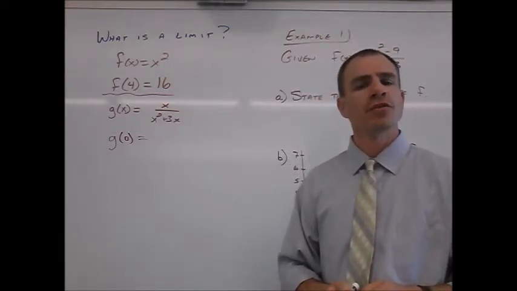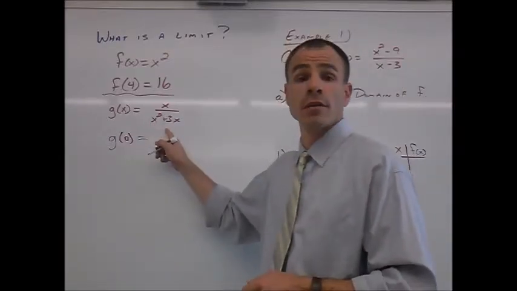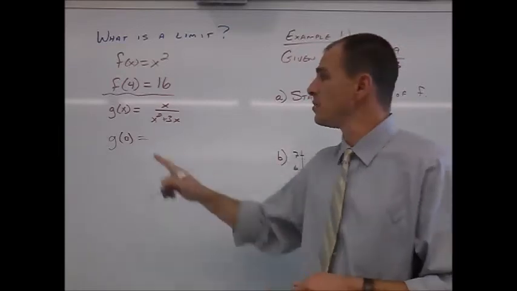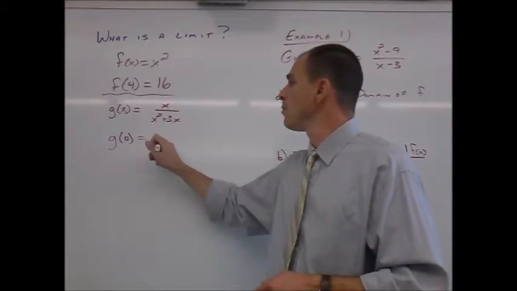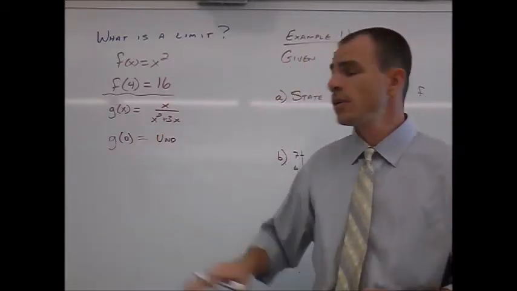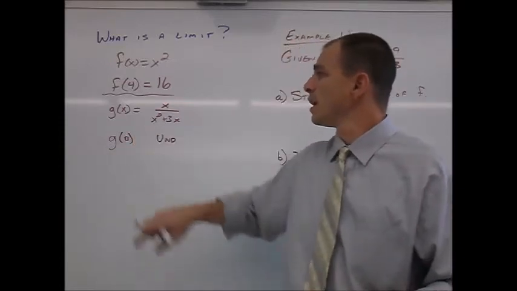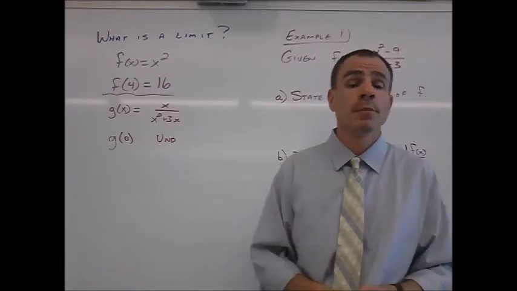Well, what happens when we plug 0 in for x? Yeah, what happens is we end up having 0 in the denominator. We get 0 in the numerator as well, but we have this 0 in the denominator: 0 plus 3 times 0. So g(0) is undefined. I'm just going to write UND for short there. g(0) is undefined. We cannot plug in 0 because that would mean we would have to divide by 0. We can't do that.